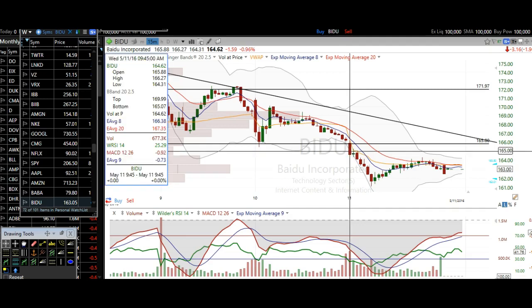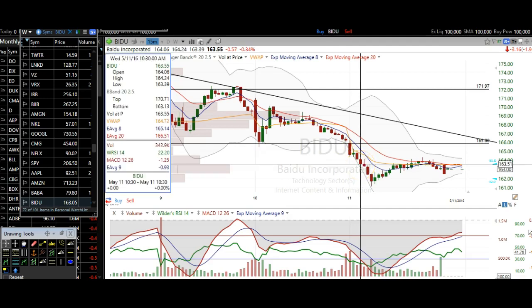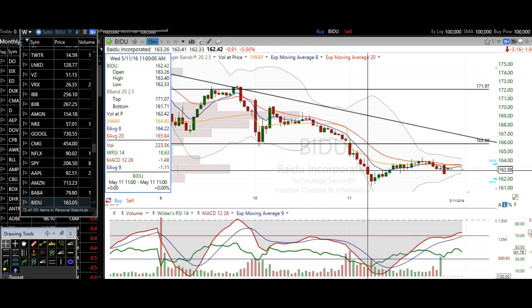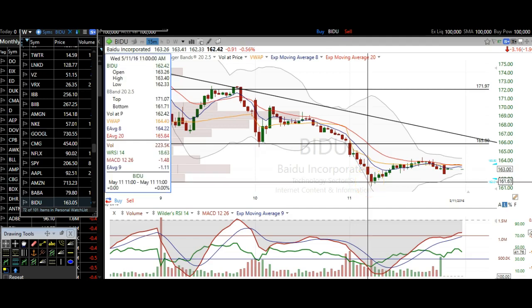So we got short right here on this candle, right about 165. We took partial profits at this candle right here for about a 30% gain. And then on this candle right here, we took partial profits, and that was about a 70% gain. And then we took profits down here at the lows of this candle right here, almost the low of the day, for 100% gains.